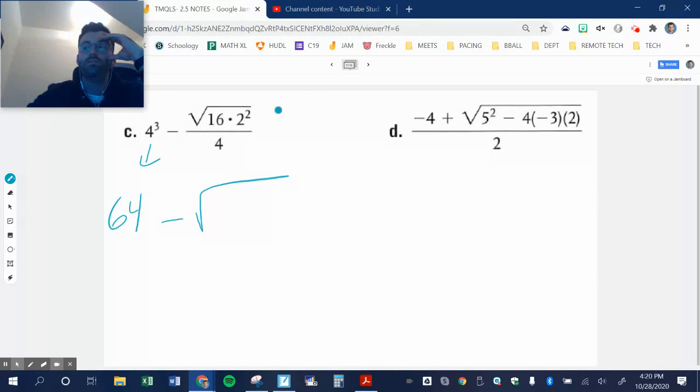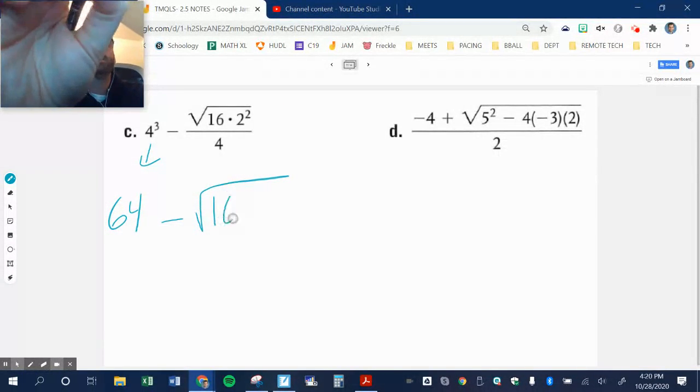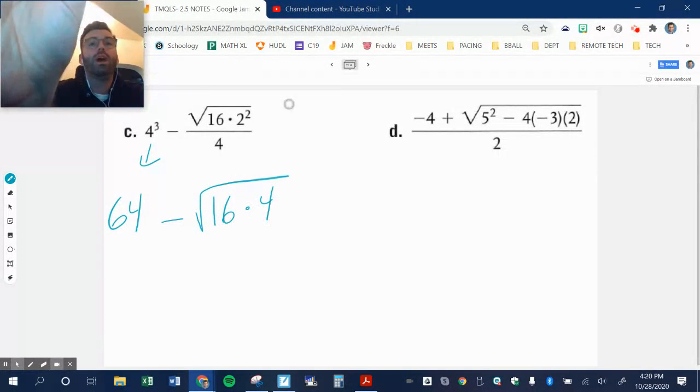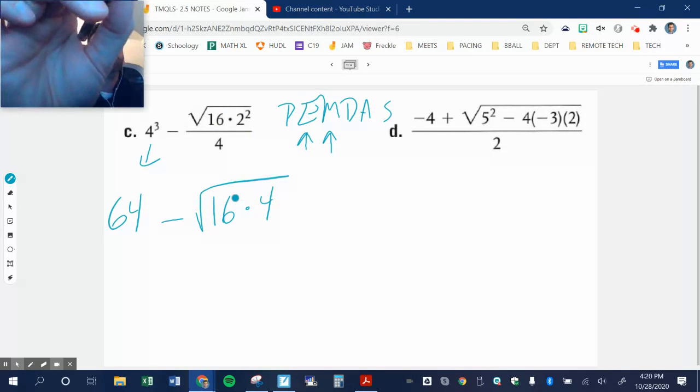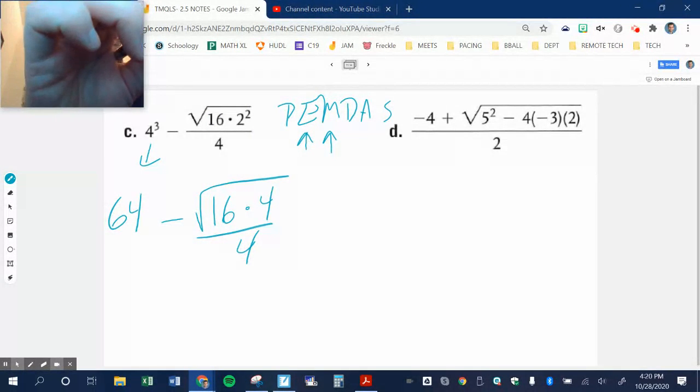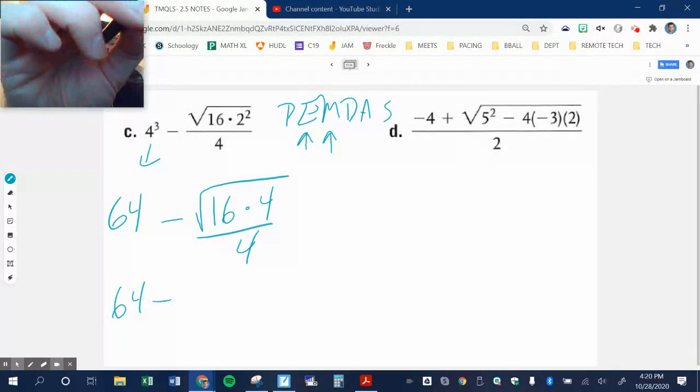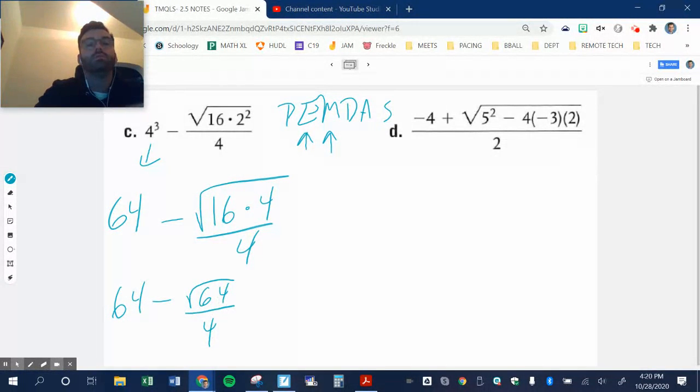What do you think I should do first? Square the 2. Yes, good job. I should square the 2 first, so now it's 16 times 4. Why? PEMDAS. Because the exponent comes before the multiplication, so I need to square this before I can multiply it. So now I have 64 minus the square root of 64 over 4.